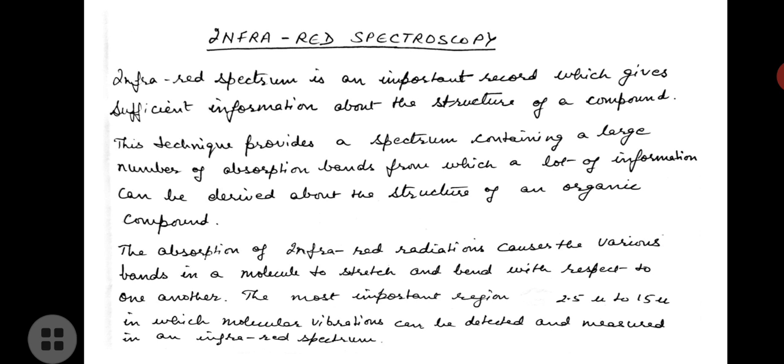The region between the visible and microwave of an electromagnetic spectrum is called the infrared region. Values of the wavelength for radiations of the infrared region are higher than the wavelength of the radiations in the visible and ultraviolet region, but the value of energy is less.